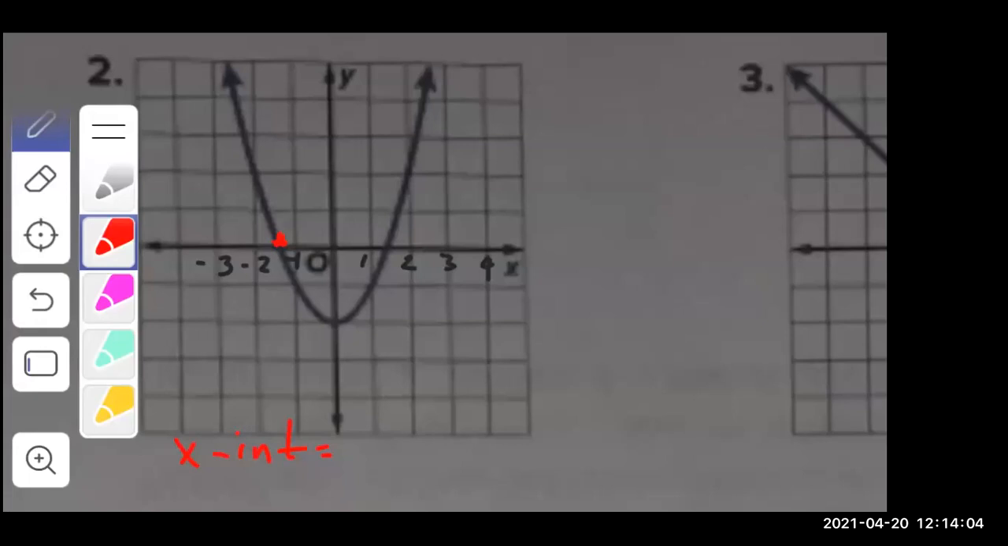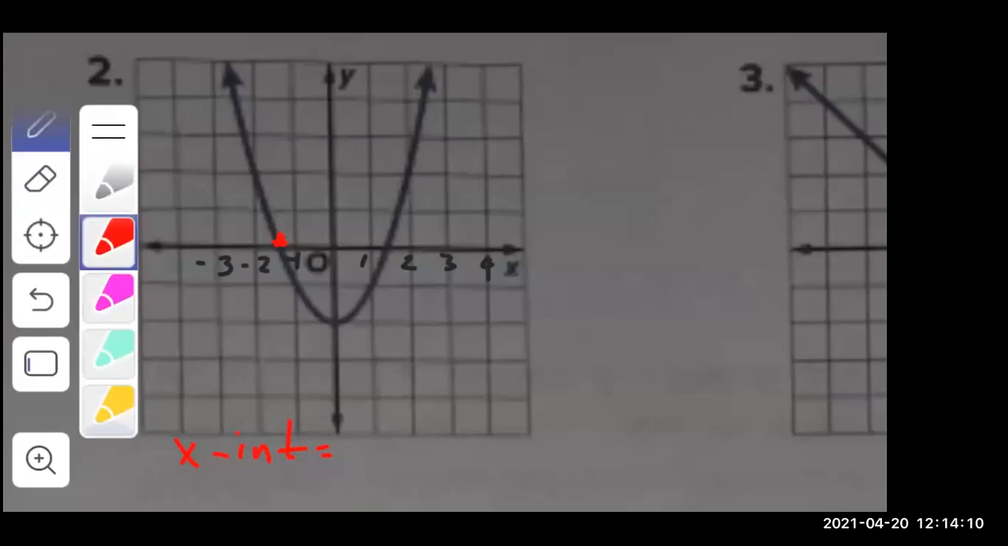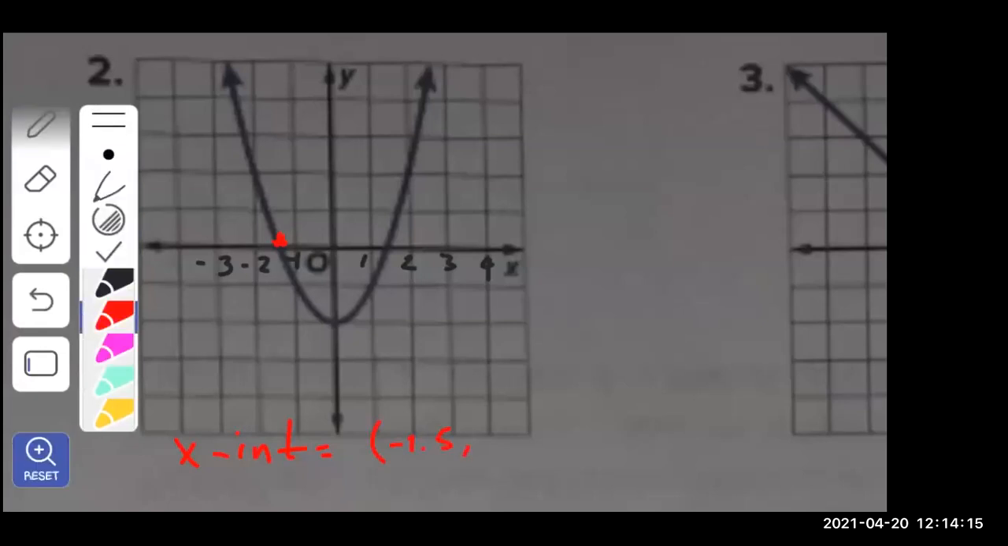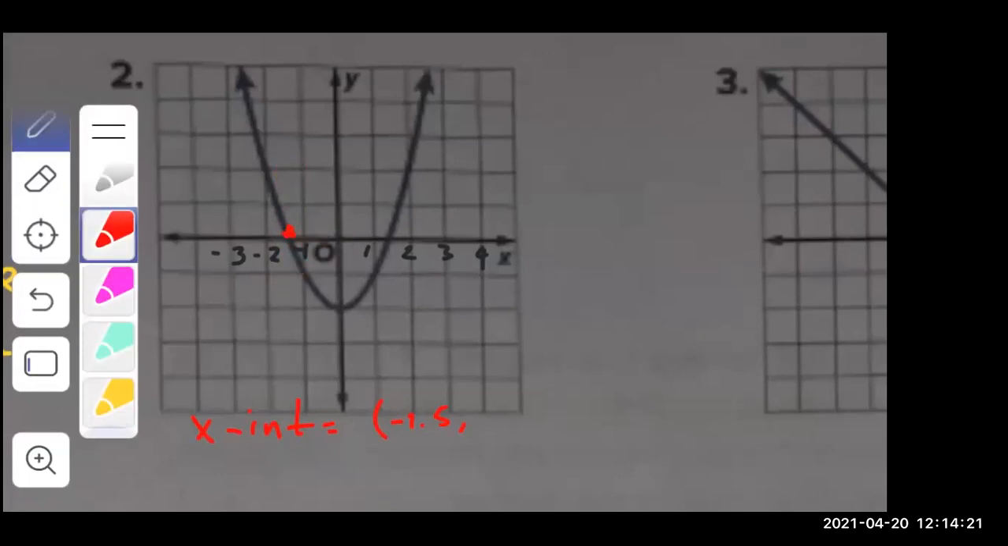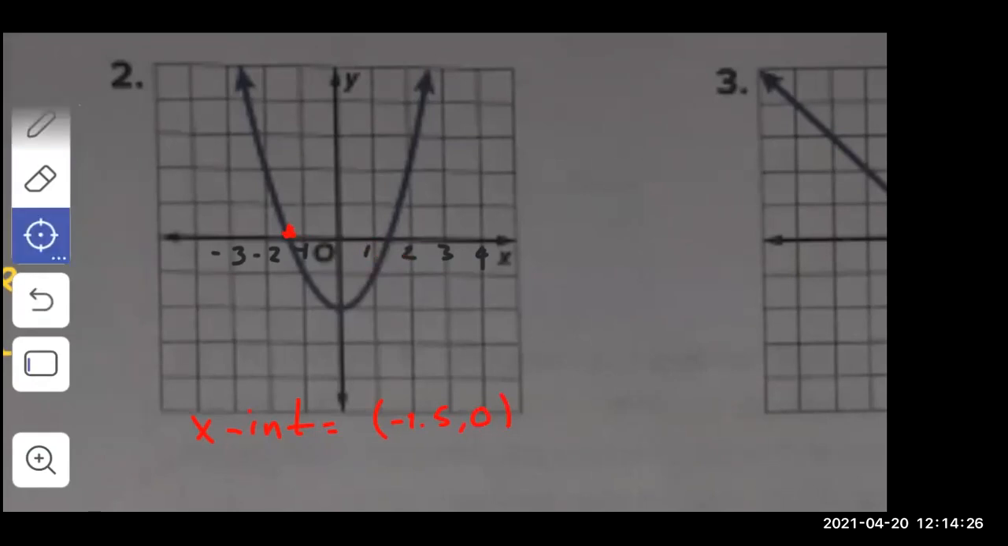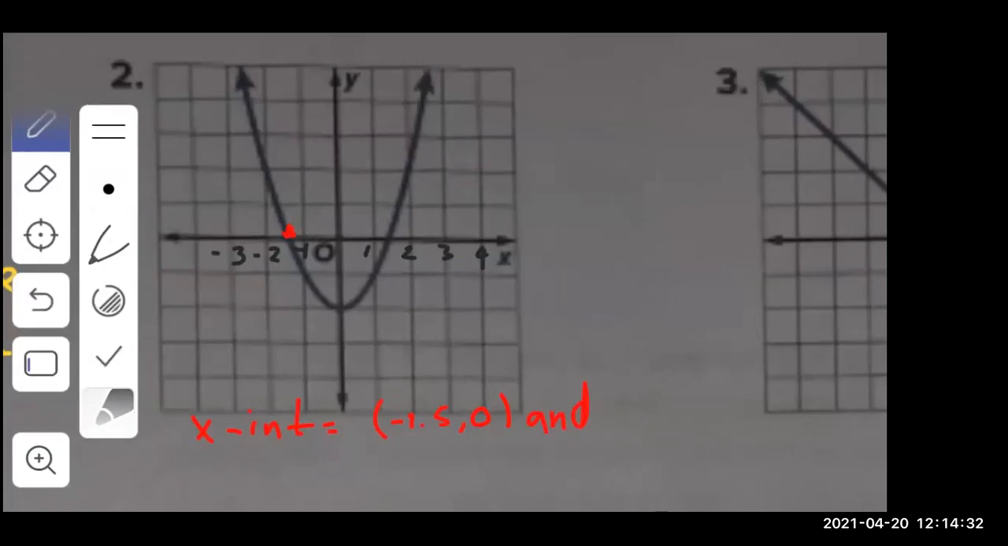It is like -1 point something, right? Because it's between -1 and -2. -1.5. Okay, let's say -1.5. And what is the value for y for that point, guys? How many units is this point up or down? 0. Okay, excellent. And we have another x-intercept. What is the other one, guys? I think it is going to be 1.5 positive, right? This point, 1.5 positive. And what is the value for y? 0. Correct, it's 0.